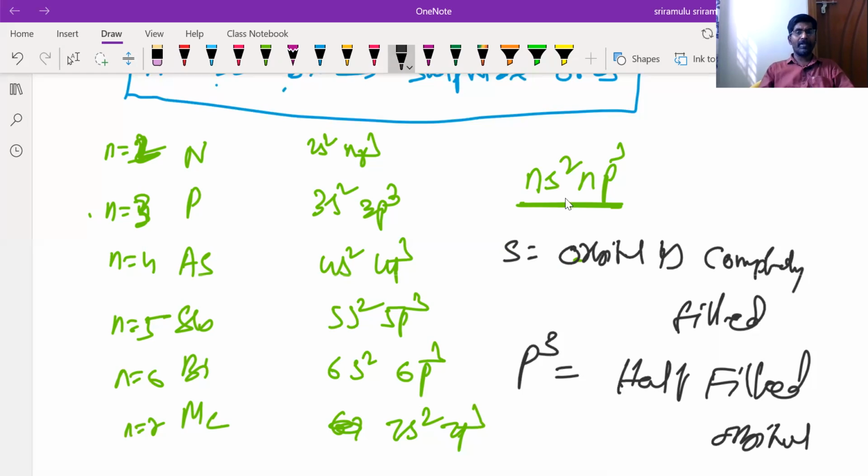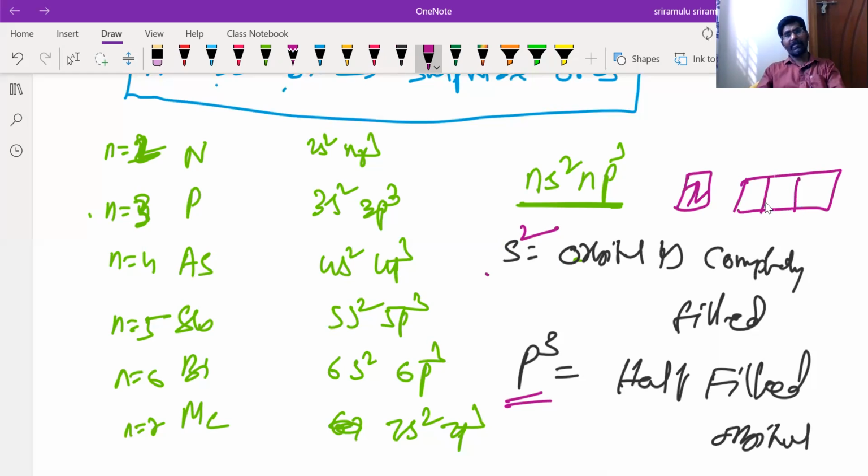ns2 np3 is the general electronic configuration for the fifth A group elements. The s orbital has completely filled electrons, and the p orbital has half-filled electrons. The s orbital is completely filled, and in the p orbital each orbital has one electron. So that's why it is a half-filled configuration, and that gives extra stability to these group elements.